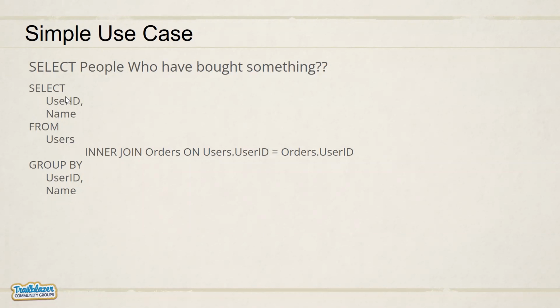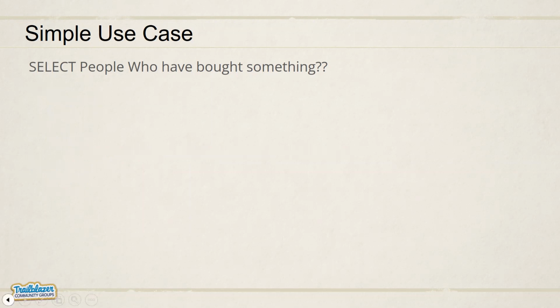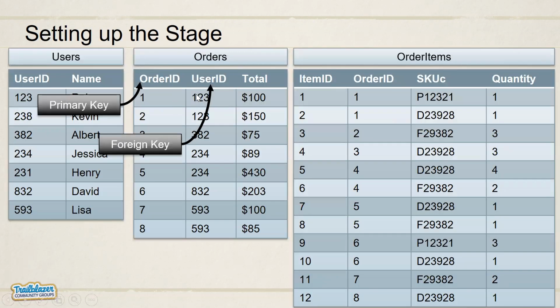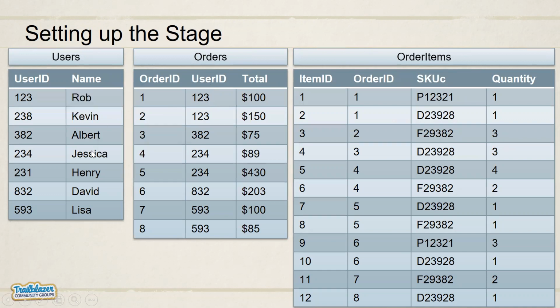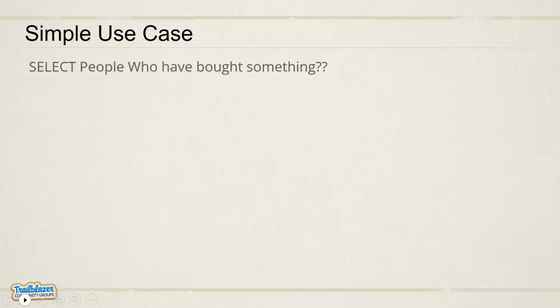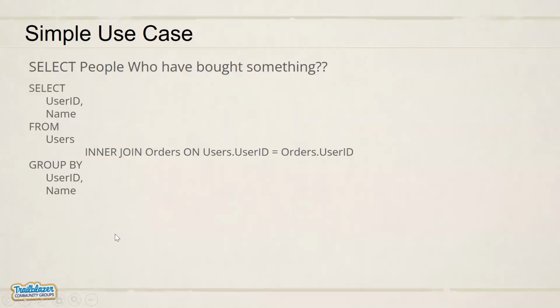Now, what will this do? Okay, let's forget about the group by. If you forget about the group by, with that join it will give you maybe Rob, Albert, Jessica, David and Lisa. But if you see this, let's take Lisa's example. Lisa will come twice. How do you handle that? You can handle that with group by, because what group by will do is it will aggregate. It will give you the unique records.